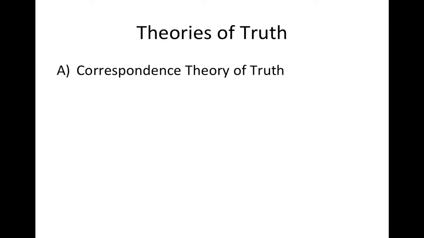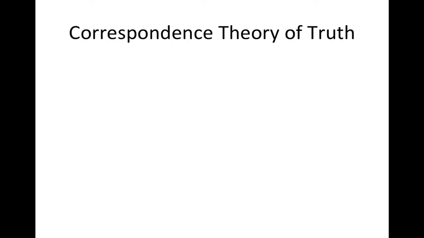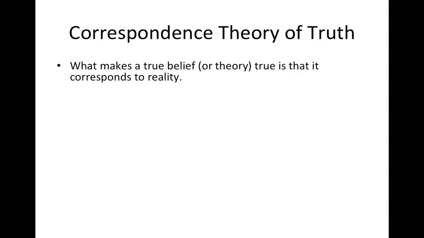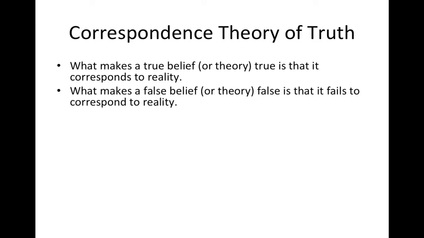So we'll be talking about the correspondence theory of truth and the coherence theory of truth. So, the correspondence theory of truth. We have observed correspondence before, the correspondence between perspective and phenomena. This is going to be a very similar relation. What makes a true belief or theory true is that it corresponds to reality. And what makes a false belief false is that it fails to correspond to reality.